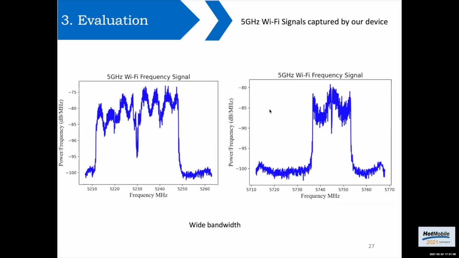In this part, we show how our hardware senses a wideband frequency signal. Sensing 5 GHz Wi-Fi signals needs hardware that has a wide bandwidth in both the front end and the digital backend. So our wide bandwidth hardware can capture the whole 5 GHz, 40 megahertz bandwidth Wi-Fi signal.